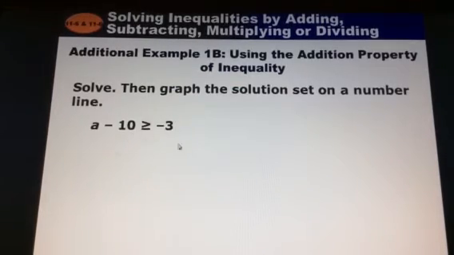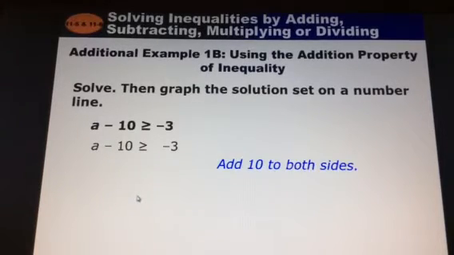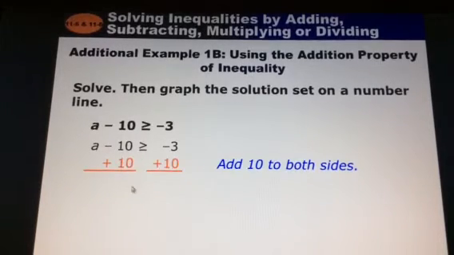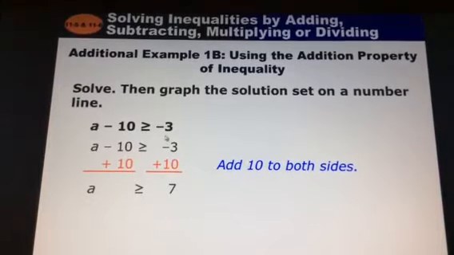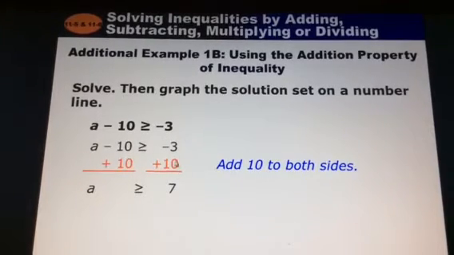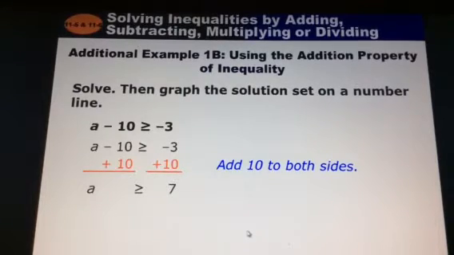So when we go to solve this, we're going to solve it just like we would an equation. And like I said, there's one exception, but that is not with addition and subtraction. So if we go through and look at these, I'm going to add 10 to both sides because that's like a negative 10, so I can get A alone. And when I do that, negative 10 and 10 is 0. So by the additive identity, A plus 0 is equal to A. And then over on the right side, 10 plus negative 3 is 7. So A has to be greater than or equal to 7 for it to work in here.